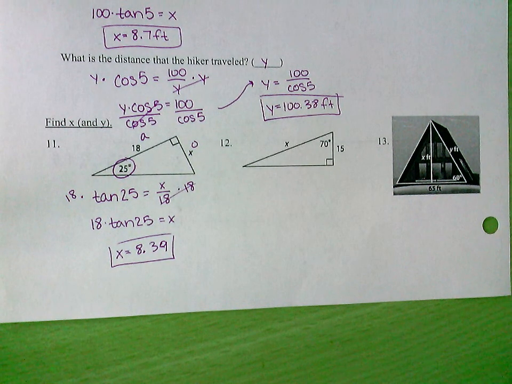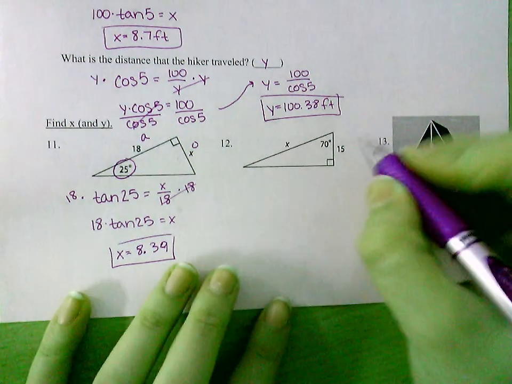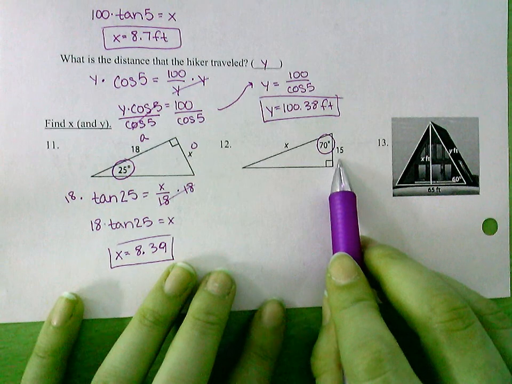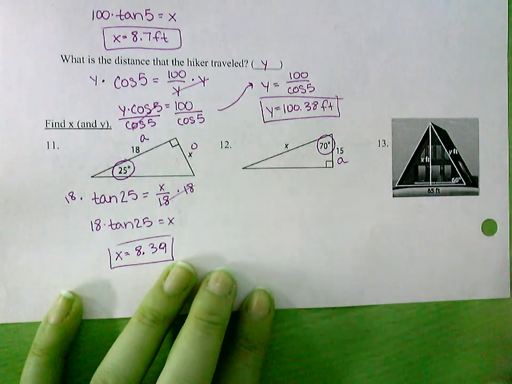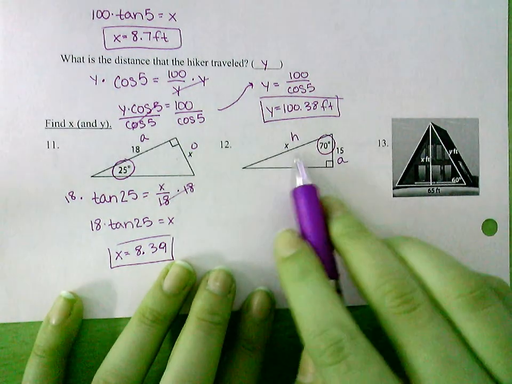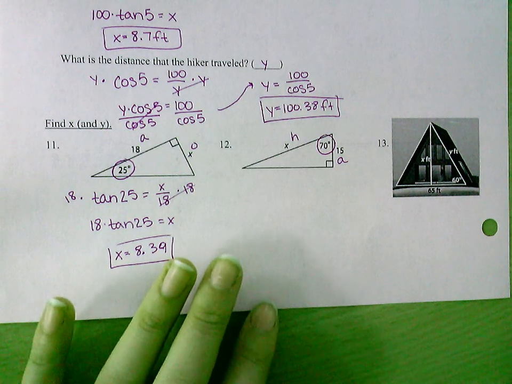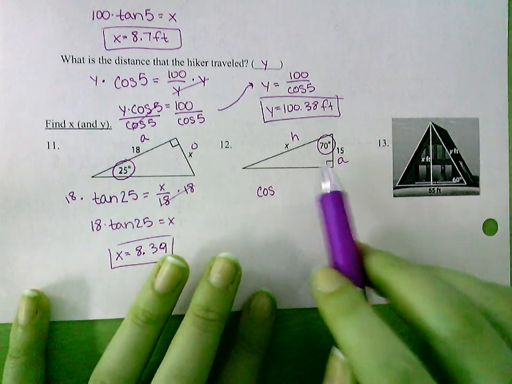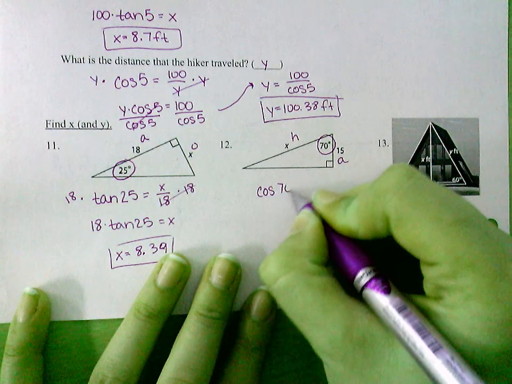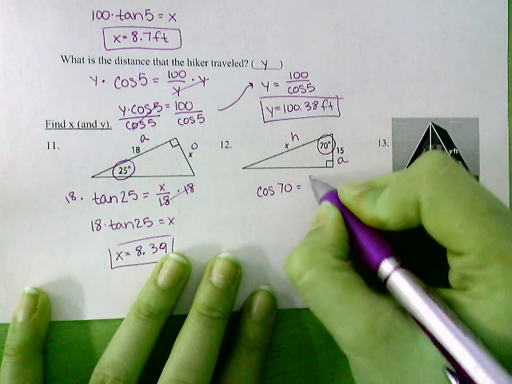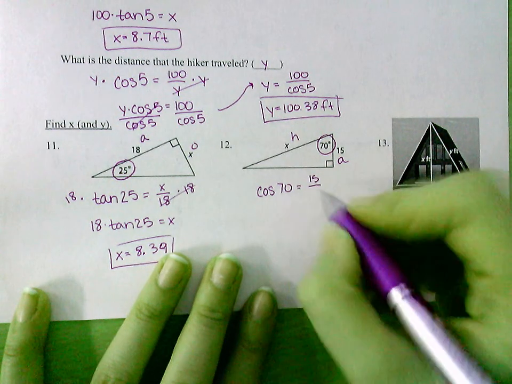All right, number 12. What sides do I have in my right triangle from that angle? From this angle, right? What's this side? Adjacent. What's this side? Hypotenuse. So I have A and H. What am I using? Cosine. Good job. Okay, I'm taking cosine of the angle that I went from, so 70. That's equal to that ratio of sides. So adjacent is 15 over hypotenuse is x.